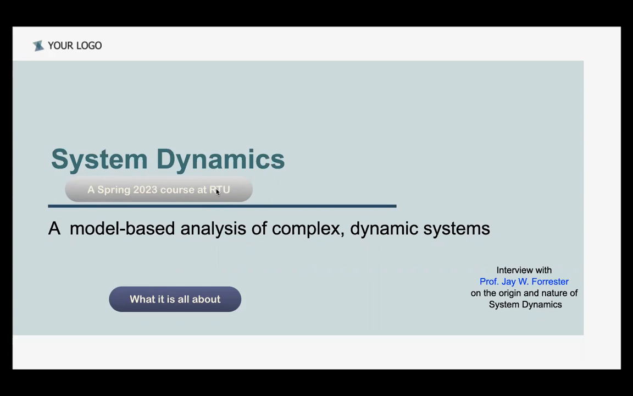System dynamics is a scientific approach to model-based analysis of systems that develop over time and that are governed by a complex underlying systems structure. To that effect, system dynamics offers a wide variety of methods, techniques, and tools.